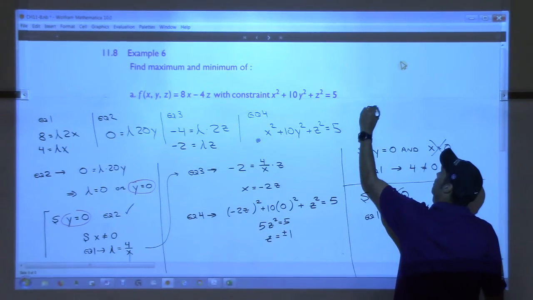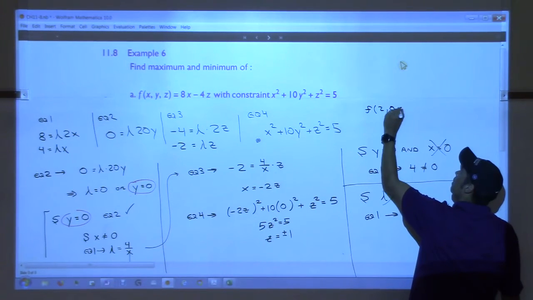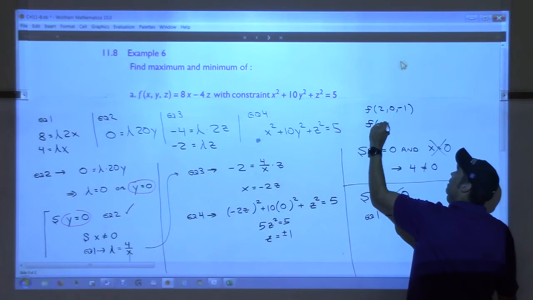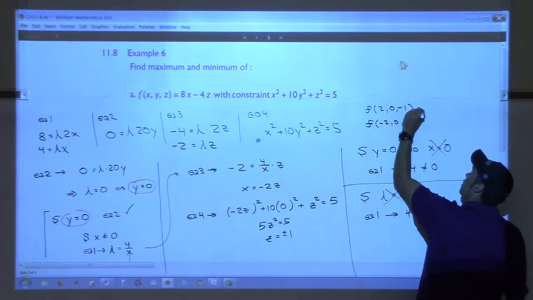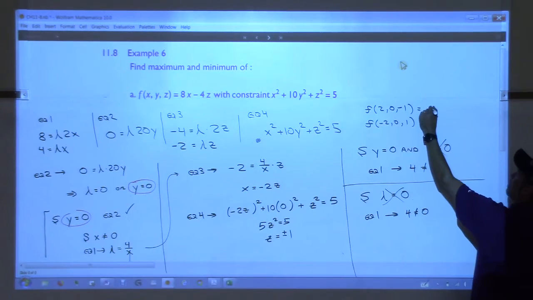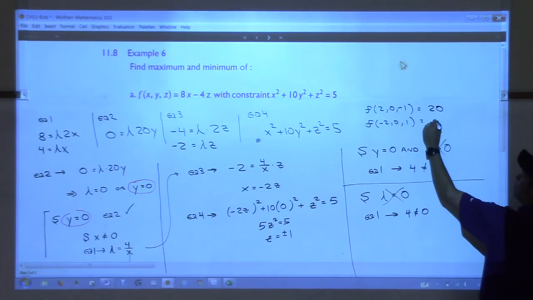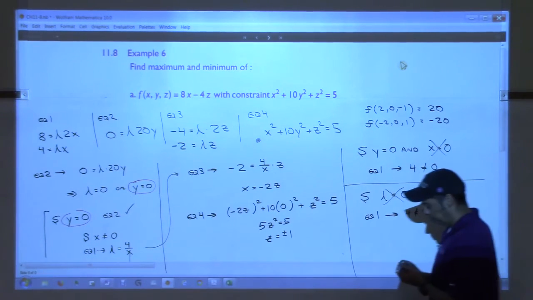It was f of 2, 0, remind me, negative 1 or 1? Negative 1. And then f of negative 2, 0, 1. So one of these should be a max, one should be a min. So what do we got? 8, 12? When we plug in 2, 0, negative 1? Oh, no, not 2. 16 plus 4, 20, right? 20 here. And then when we plug in the other one, we should get negative 20. There we go.